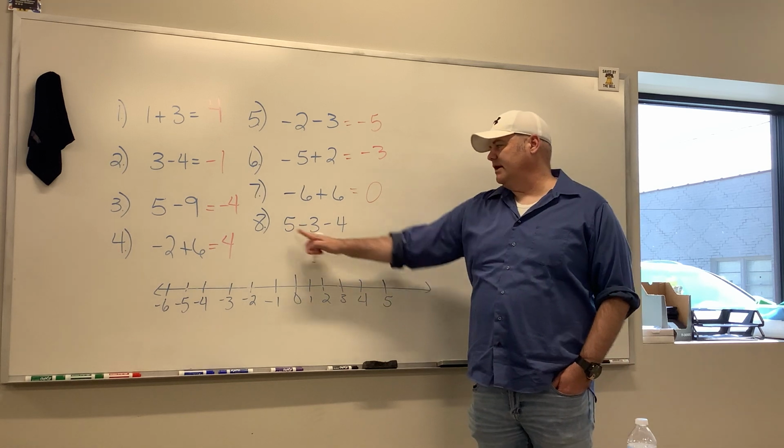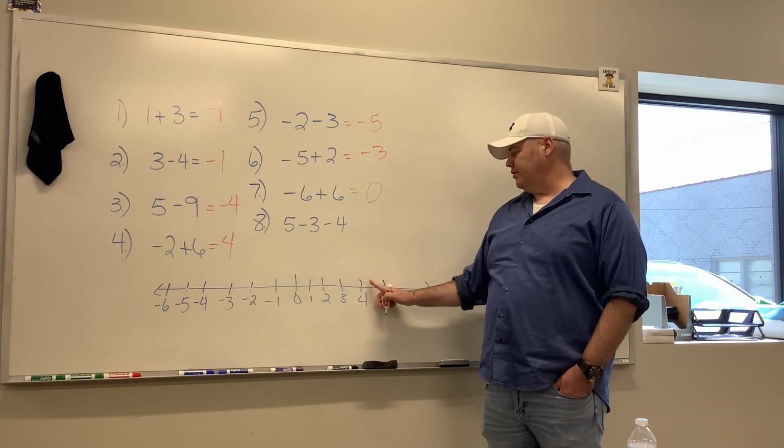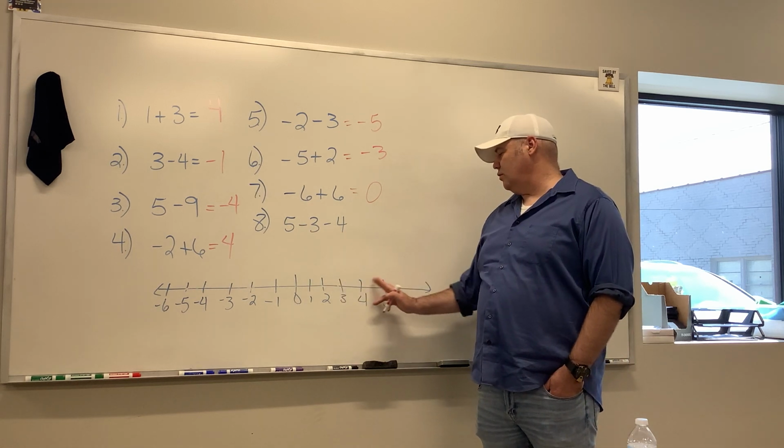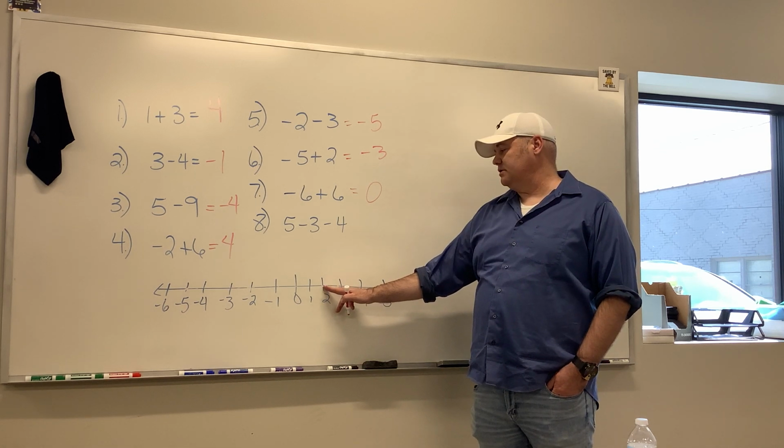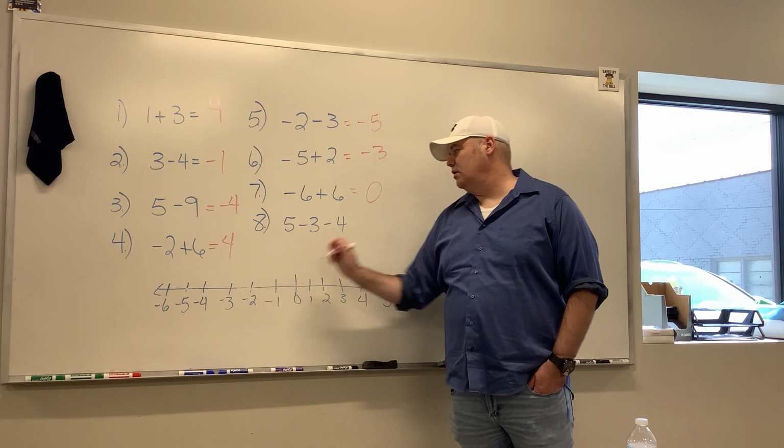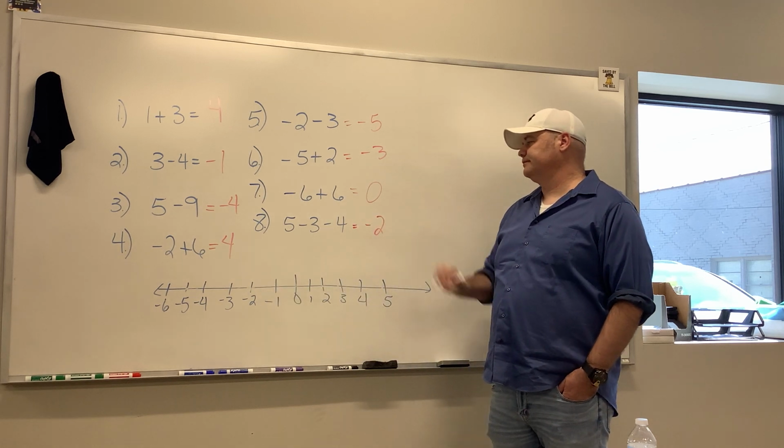So we're starting here at +5. We're going to go 3 in the negative direction. So we're going to go 1, 2, 3. And then we're going to go 4 more in the negative direction. 1, 2, 3, 4, which is -2.